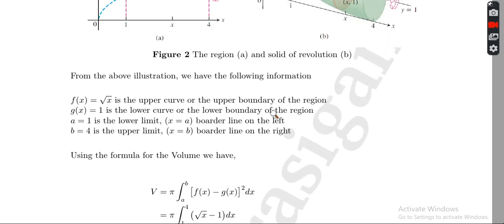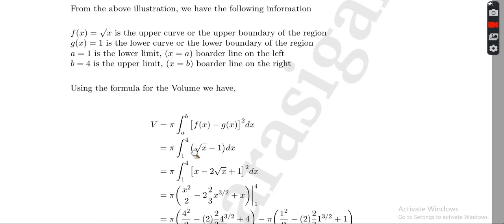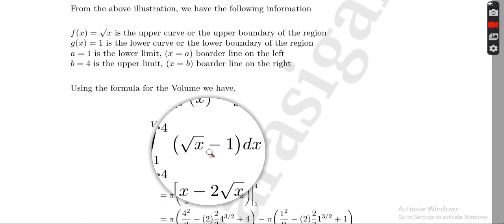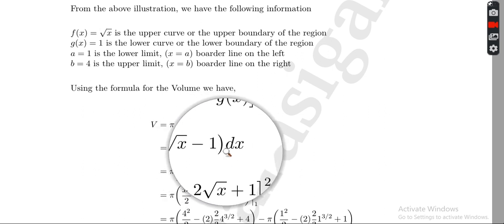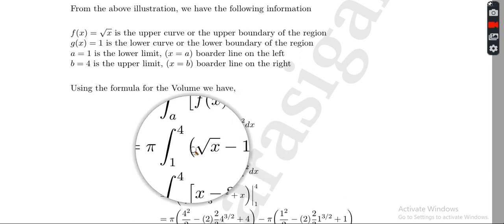So, again, the formula of the volume is given by pi times the integral of the quantity f of x minus g of x squared dx evaluated from a to b. So, ang ating f of x minus g of x is given by the square root of x minus 1. So, ito dapat ay naka-square. Medyo may typographical error ako dito. And that must be evaluated from 1 to 4.